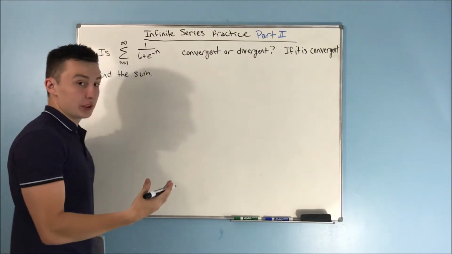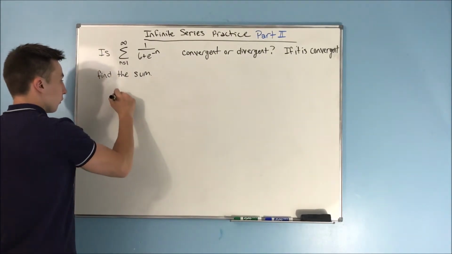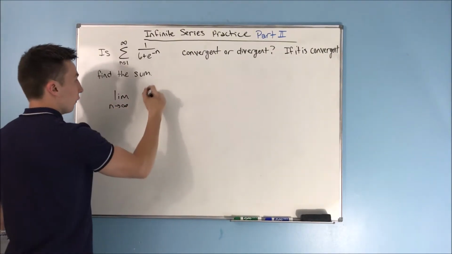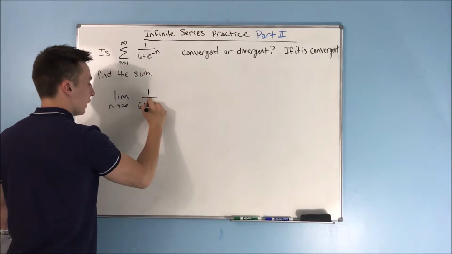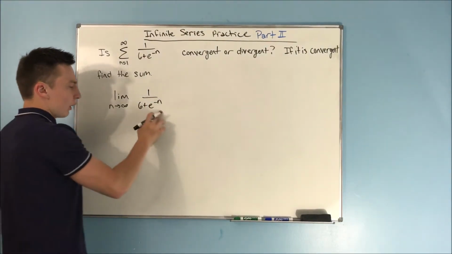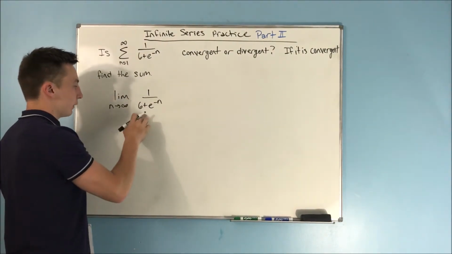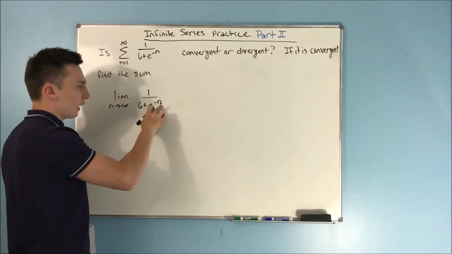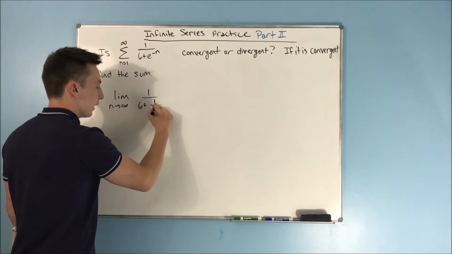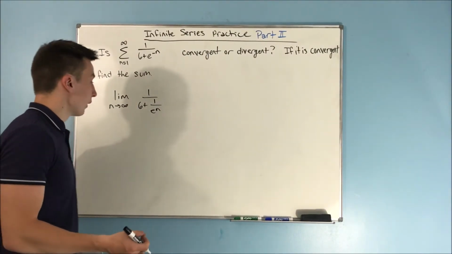But what we can do is just try to use the test for divergence. If we do that, we take the limit as n approaches infinity of 1 over 6 plus e to the negative n. And how can we rewrite e to the negative n? Because it's kind of confusing. We have n approaching infinity and we have a negative n here. So what we can do is rewrite this as 1 over e to the n. Might just make it a little bit clearer for you. If you can already see it, then that's fine.